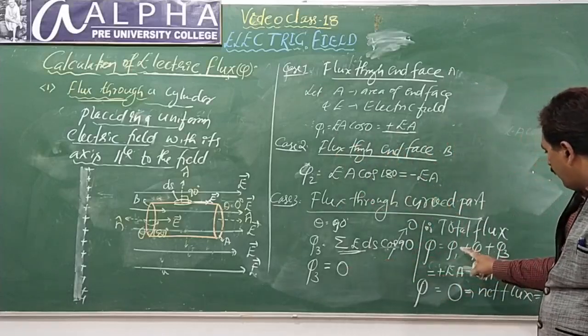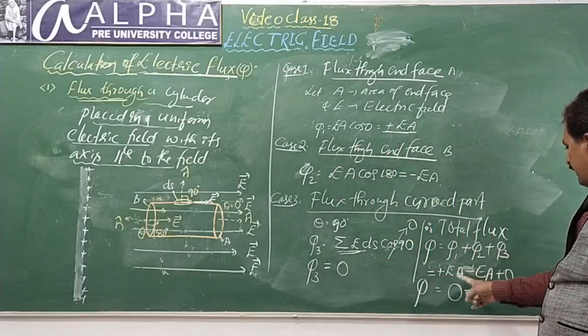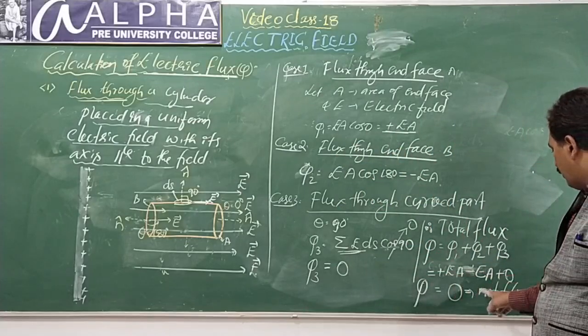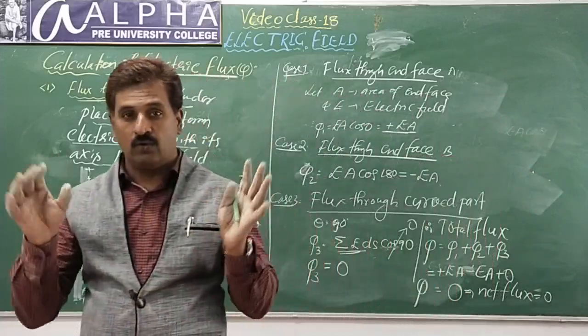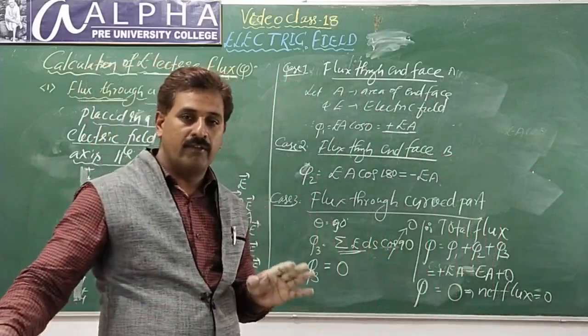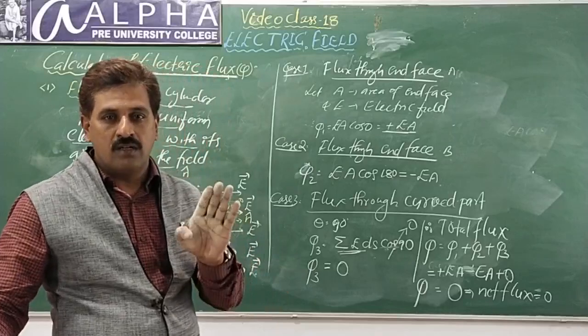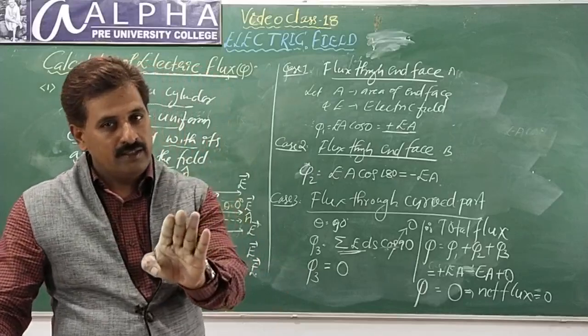If you add all of them, phi 1 plus phi 2 plus phi 3, EA minus EA, 0, total value 0. What is the conclusion? Net flux is 0 whenever no charge is enclosed by the what?